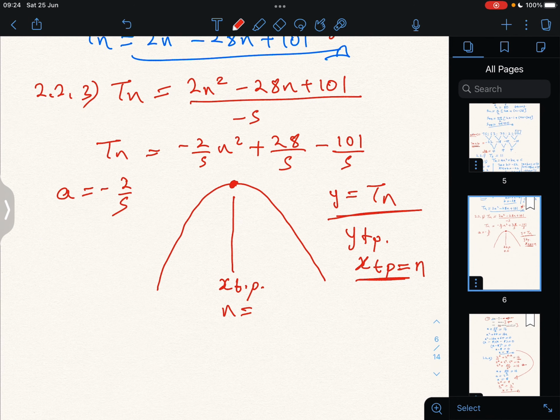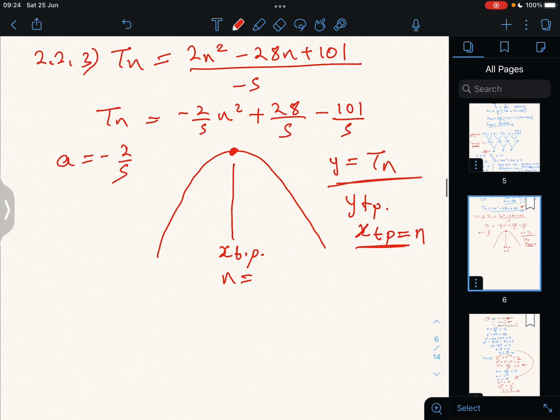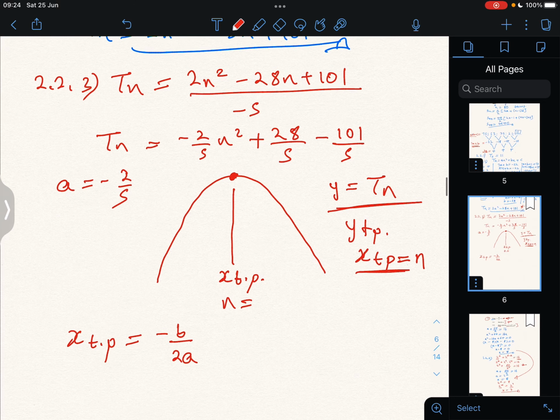That will be at the x turning point. So let us use the formula. The formula for determining the x coordinate of the turning point is -b divided by 2a. This is not the only way to look for the maximum value. You can also use the method of completing the square, which will take longer, but you'll still arrive at the answer.